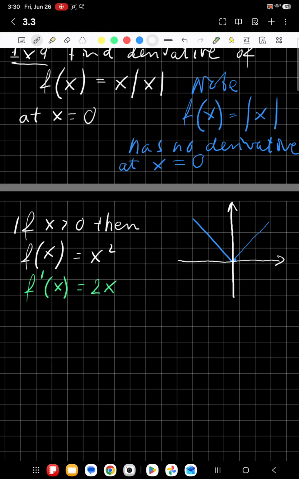The second case: if x is less than 0, then f of x would be negative x squared. And then the derivative will be negative 2x.